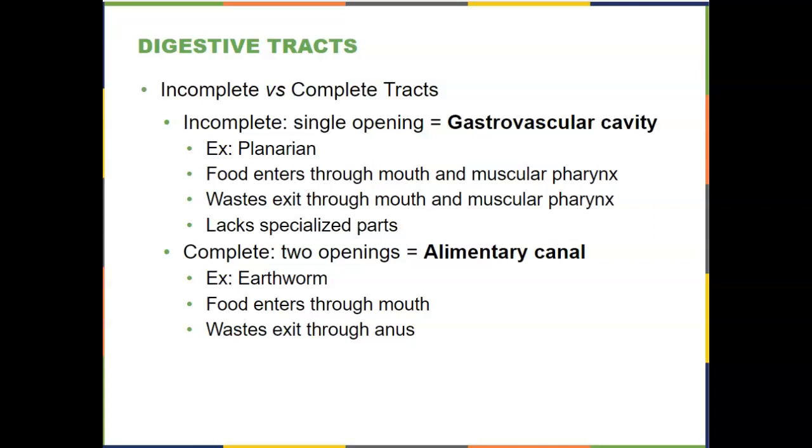The other, far more common and much more efficient system is an alimentary canal, which is a complete digestive system. Food comes in through our mouth. There are various regions that specialize in different steps of the digestive process, and then wastes exit through the anus. This is a continual digestive system. You can continuously eat, continuously digest, absorb, and excrete.